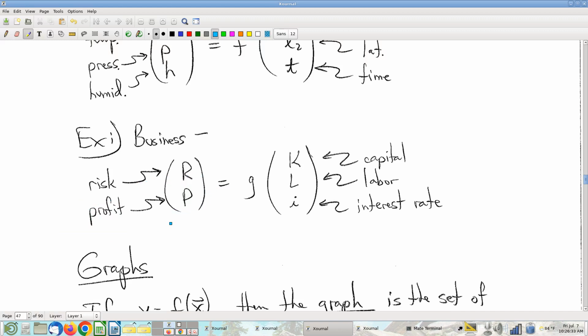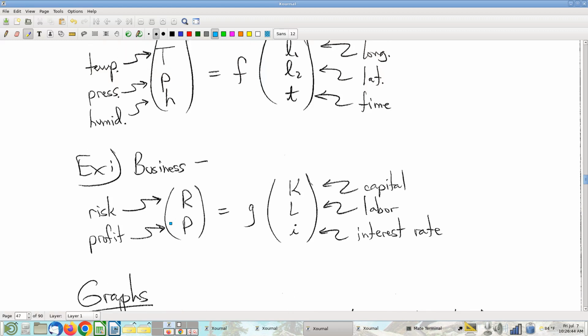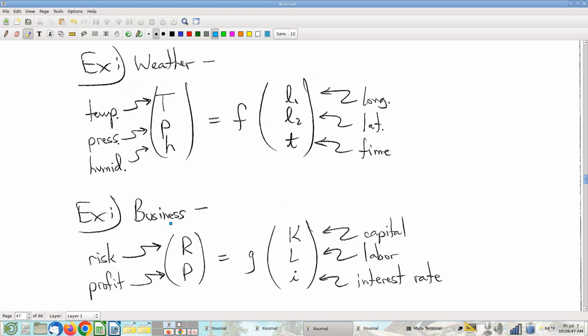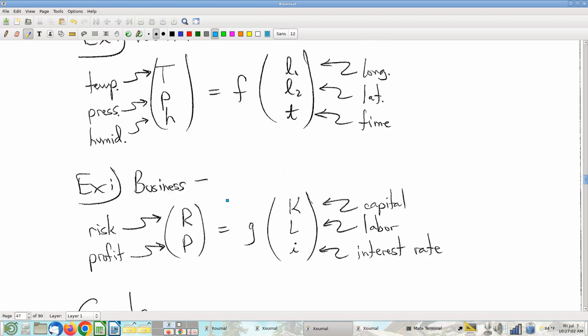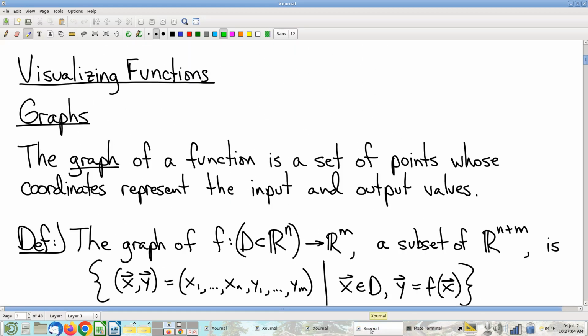So again, multivariable function. You don't really think about starting a business as involving multivariable functions, but it clearly does. So the point of these examples is to persuade you that the world is full of multivariable functions. And understanding how to do calculus of multivariable functions is correspondingly very important. Okay. All right.